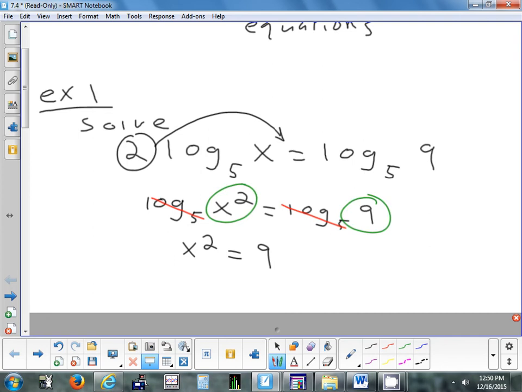Take the square root, and what would you get? 3. Let's check it. If I plug in 3 for x, I get 3 squared is 9. Log base 5 of 9 equals log base 5 of 9. So I have the same thing on both sides. I made them match, and that's it. Any questions on that one?